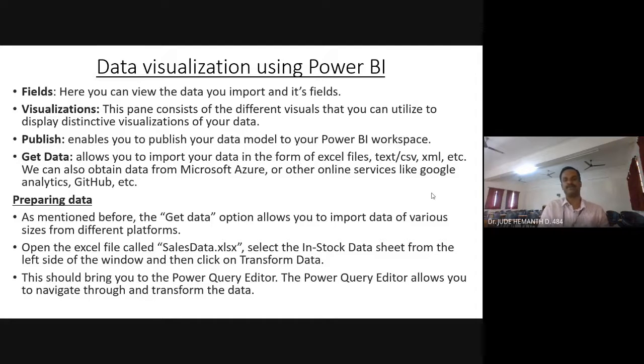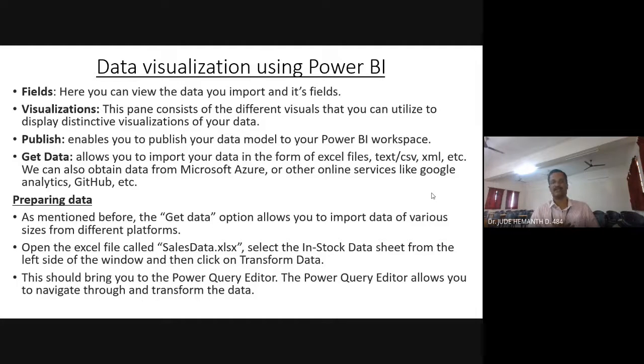So there are different processes which are being done with the data visualization software of Power BI. The first one is preparing the data. As mentioned before, the get data option allows you to import data of various sizes, right? From different platforms. There is no limit for the size, and there is no limit for the sources from where you are going to get. Say, for example, we have a sales data. So this is mainly for business intelligence, not for any research or any other applications, because when you pay money and get that, you are trying to make some profit out of it, right? Otherwise you need not purchase it.